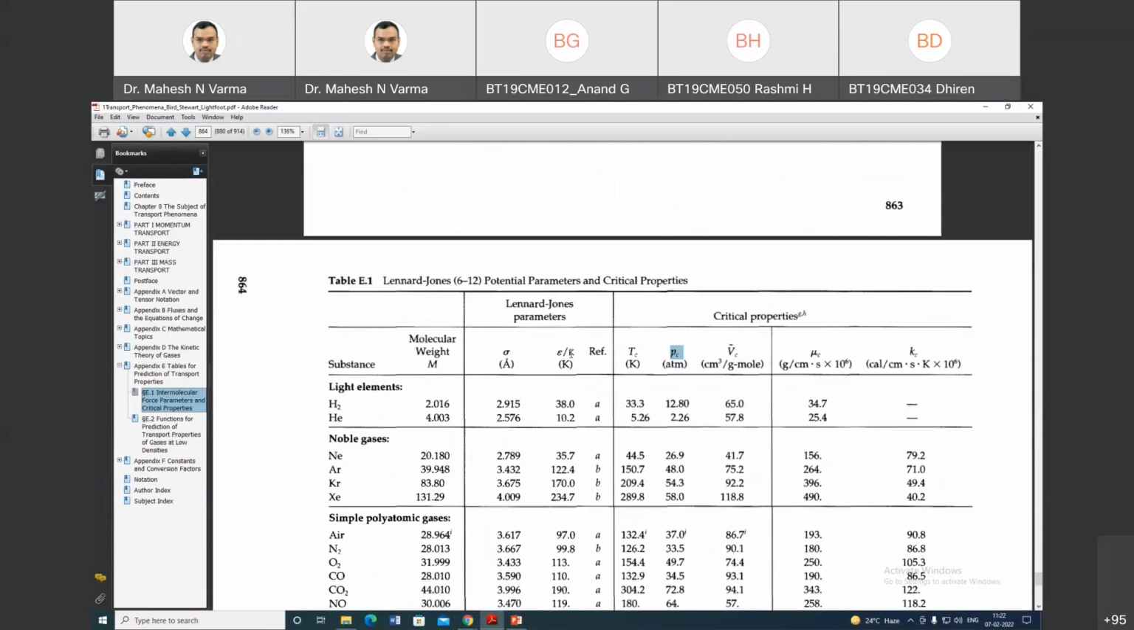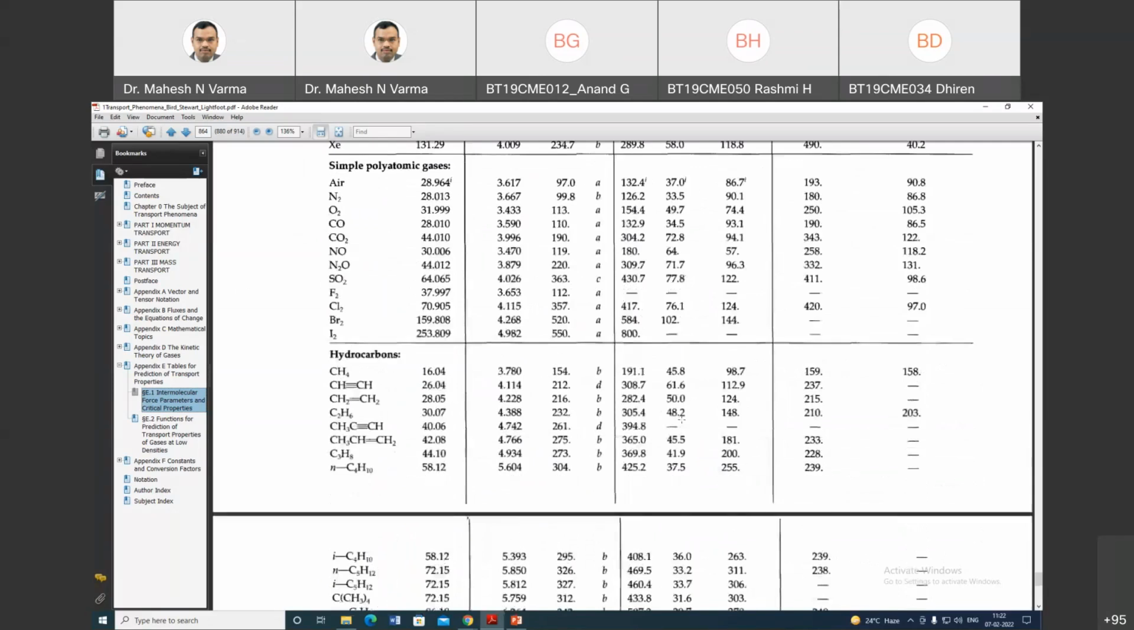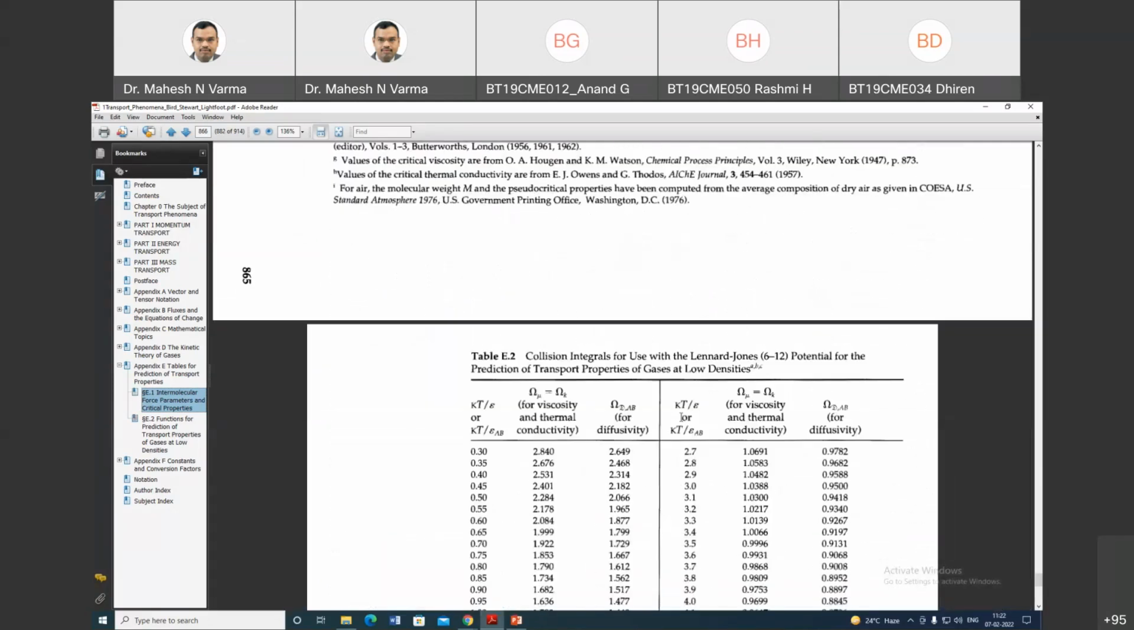Avogadro's number, and epsilon is some emissivity kind of thing actually. So this epsilon by k is there, temperature is there, so you can get the value of kT by epsilon. For different values of kT by epsilon, you can get this collision integral for viscosity and thermal conductivity.